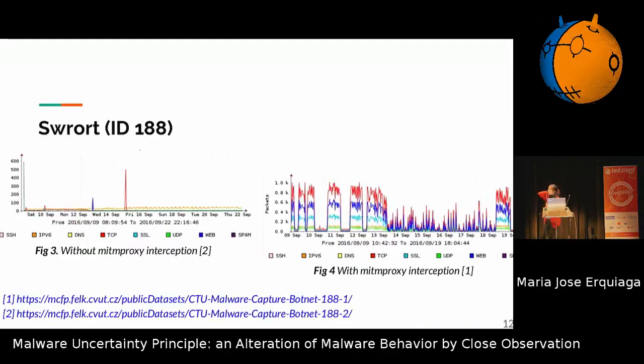The name of the malware is Sword, and the ID is 188 for us. As you can see in the first one, in figure 3, there is not a lot of traffic. You can see a peak in blue. Each color means a different kind of traffic. Blue will be SSL. And there is a peak because the malware reached the server, the remote server.